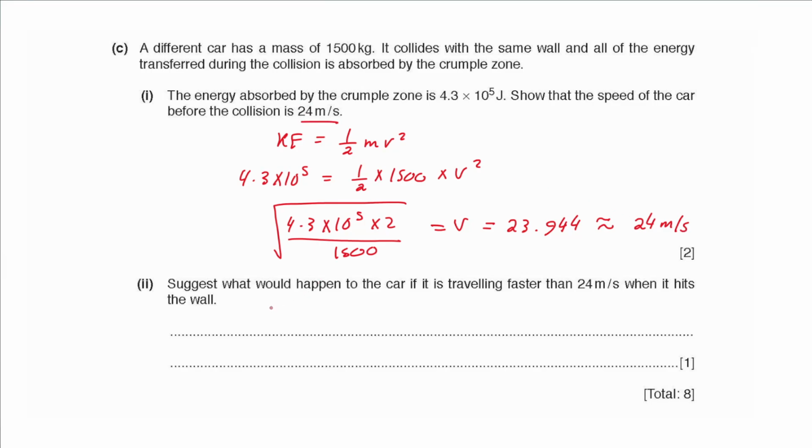Double I says suggest what would happen to the car if it is traveling faster than 24 meters per second when it hits the wall. The change in momentum to rest will be greater, so the force on the car will be greater. This will cause more damage to the car.